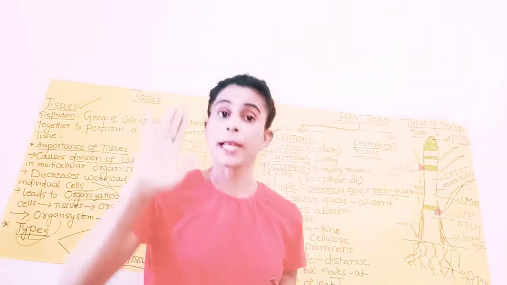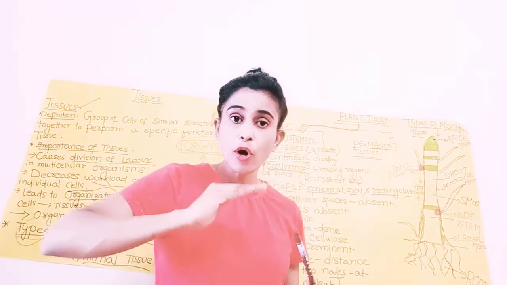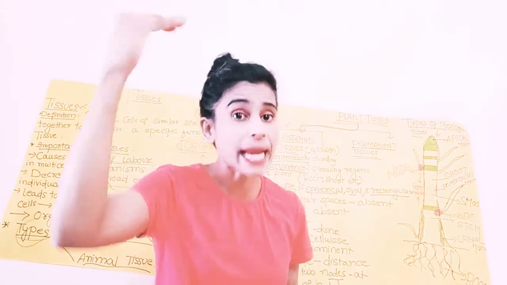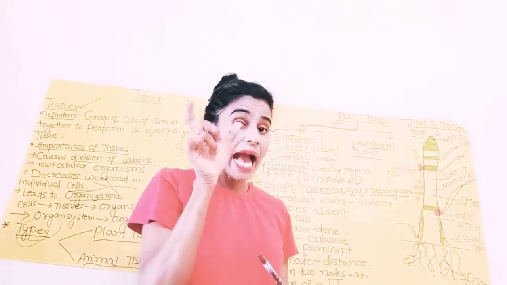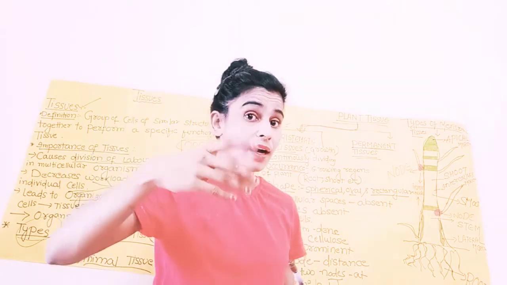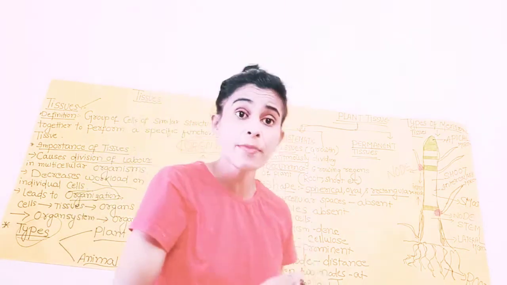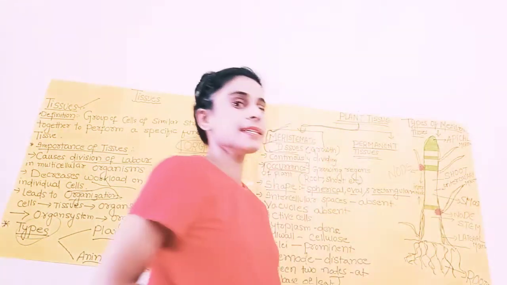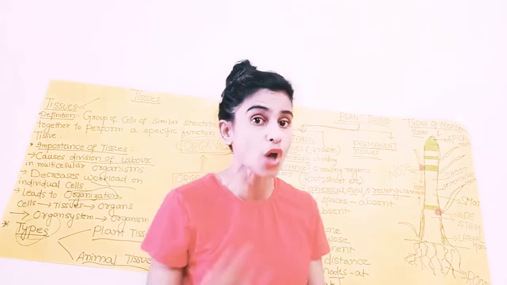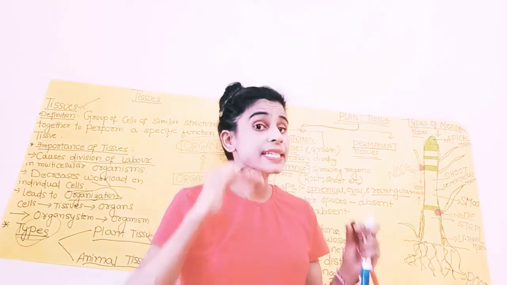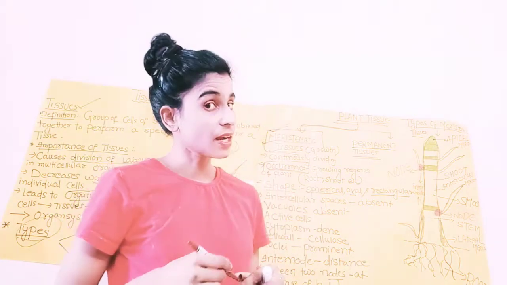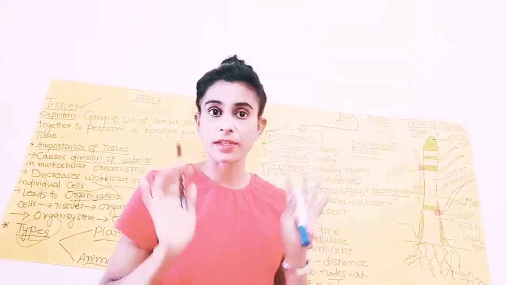In a typical plant, below the ground, roots are present. Above the ground, stem is present. Yes? And just above the stem, shoot is present. What is shoot? We generally say shoot and stem are the same thing, but it's not. Understood? First, understand the structure.